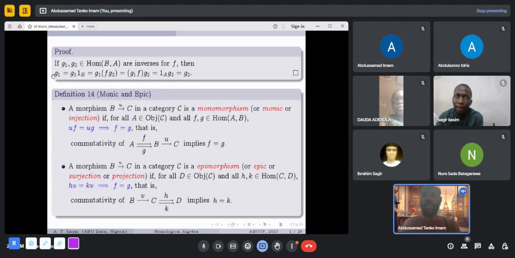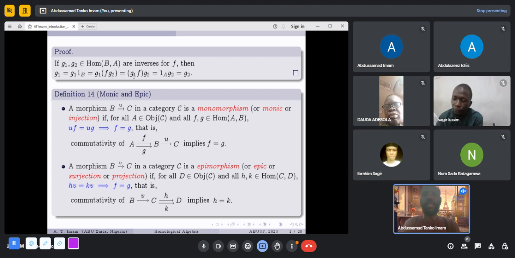And this is clear, because if I assume two inverses, then G1 being an inverse, it means G1 composed with 1B, because this is the property of the identity morphism. If you compose with the identity morphism, you get the original morphism. And this is equal to G1. So because G2 is the inverse of F, 1B is F G2.